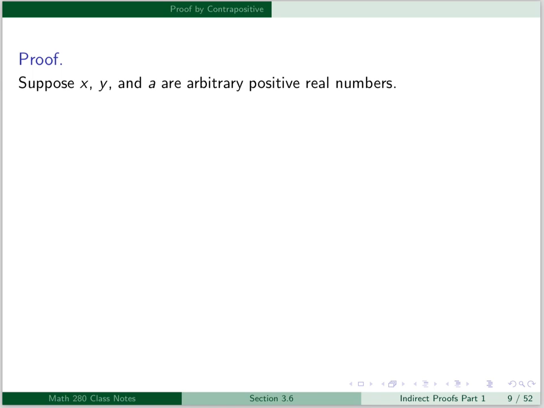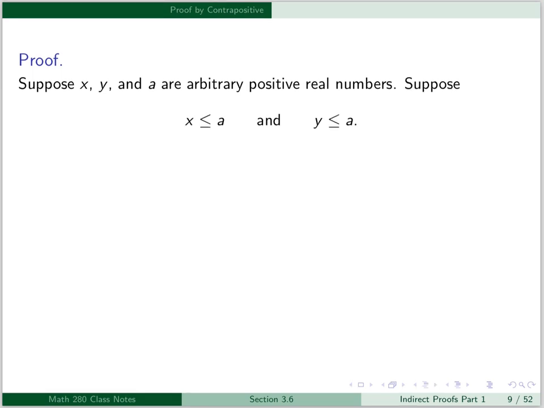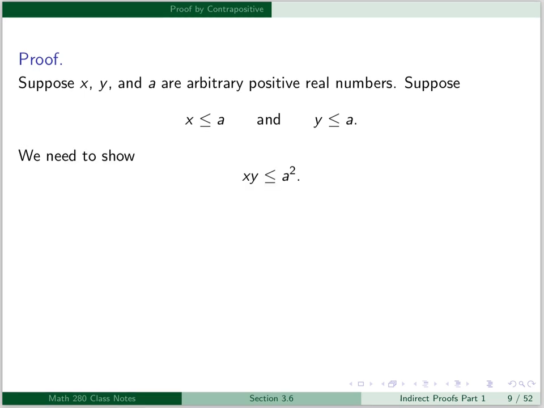We suppose x, y, and a are arbitrary positive real numbers. We suppose the hypothesis, x is less than or equal to a and y is less than or equal to a. We then need to show our conclusion, xy is less than or equal to a squared.